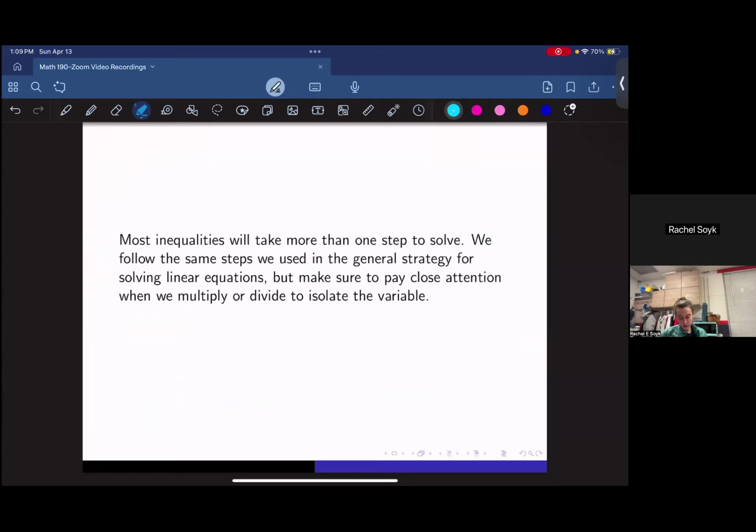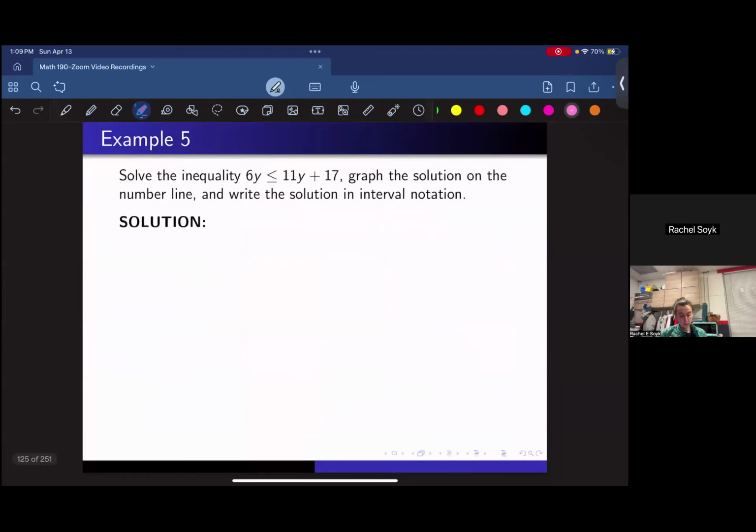Another little notes page. Most inequalities will take more than one step to solve. We follow the same steps we used in the general strategy for solving linear equations, but we make sure to pay close attention when we multiply or divide to isolate the variable. Because again, if we're dealing with negatives, the inequality is flipping sides, flipping directions. So let's look at example 5. We want to solve this inequality. We have 6y is less than or equal to 11y plus 17.